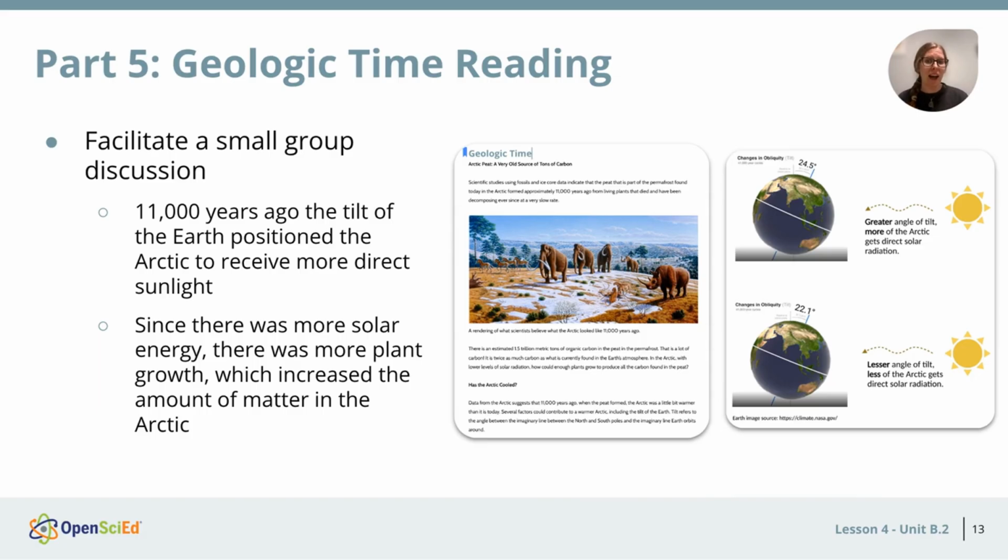Which goes to part 5, where we're going to do a geologic time reading. And we're going to figure out through a small group discussion about the tilt of the Earth that 11,000 years ago, the tilt of the Earth positioned the Arctic to receive more direct sunlight, so it was tilted closer to the sun, or pointed more, I always say, pointed more directly towards the sun. And since there was more solar energy, there was more plant growth, which increased the amount of matter in the Arctic. And then over time, the Earth's tilt changed and tilted further away. So now the Arctic is getting less solar radiation than it did in the past.